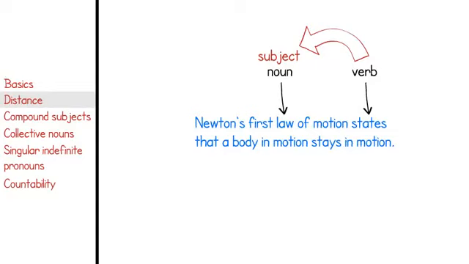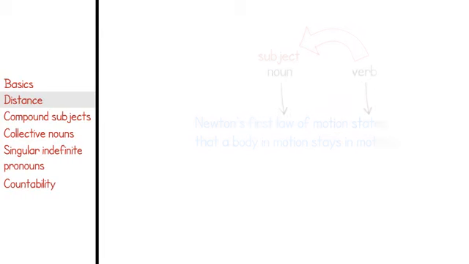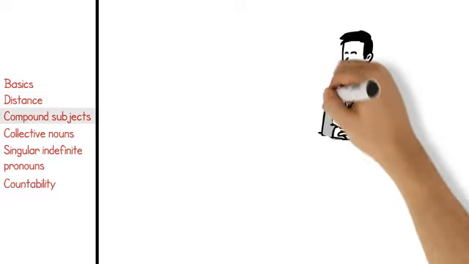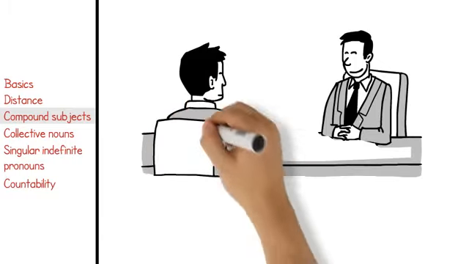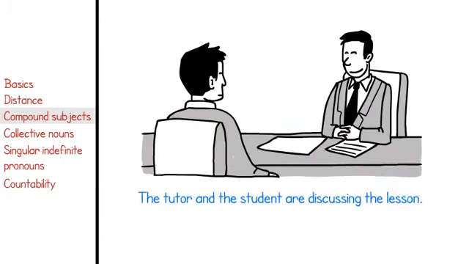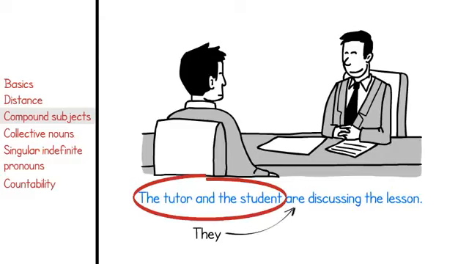If you find it hard to identify main verbs and subjects, try the exercises below. Now let's look at compound subjects. That is, when a sentence has two subjects. For example, the tutor and the student are discussing the lesson. In this sentence, the tutor and the student together mean they, so the verb needs to agree with they. So we can say are discussing, not is discussing.